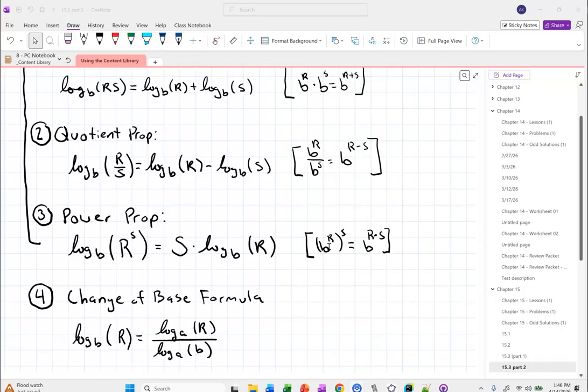Okay, I'm going to pause here because I still see a bunch of pencils going, and I know we're still writing down our properties here because you need those.